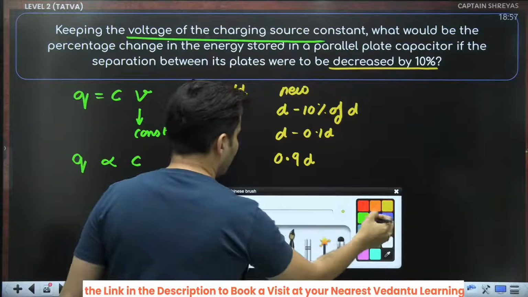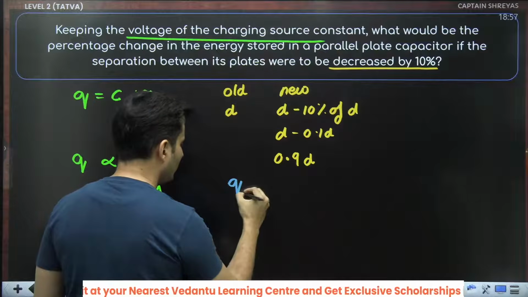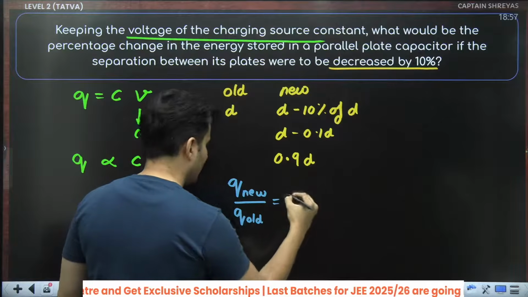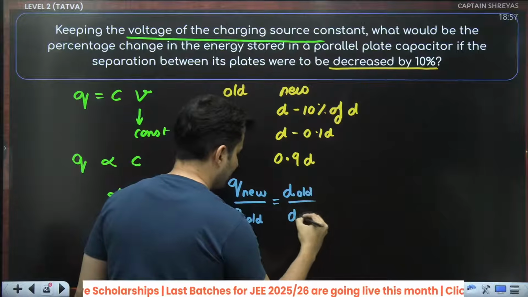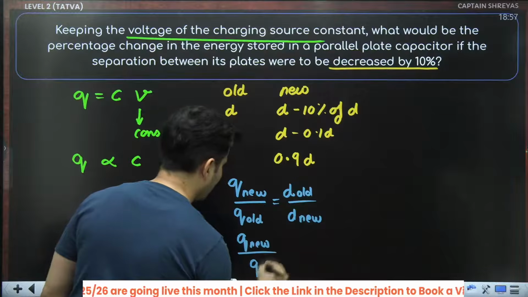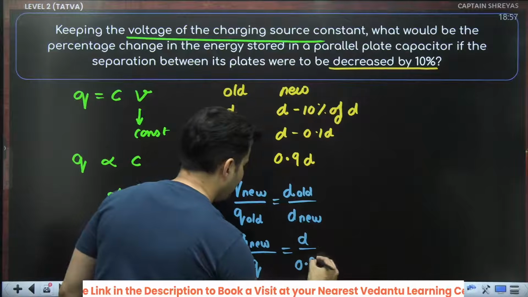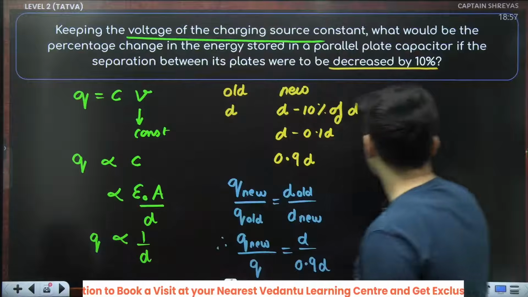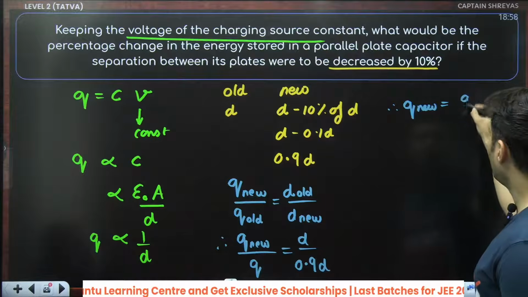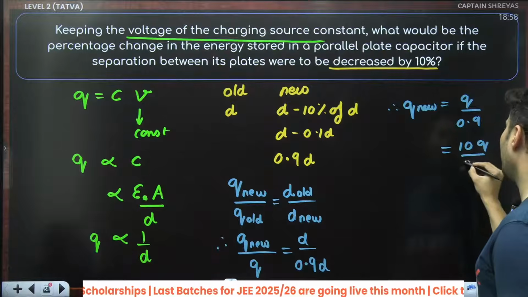Perfect. So if I have to take the ratio q new divided by q old, it will be distance which is old by distance which is new. The new charge I do not know. The old charge is q. The old distance was d. The new distance is 0.9 times d. d cancels. So therefore, the new charge is basically Q divided by 0.9, which you can also write as 10q by 9.